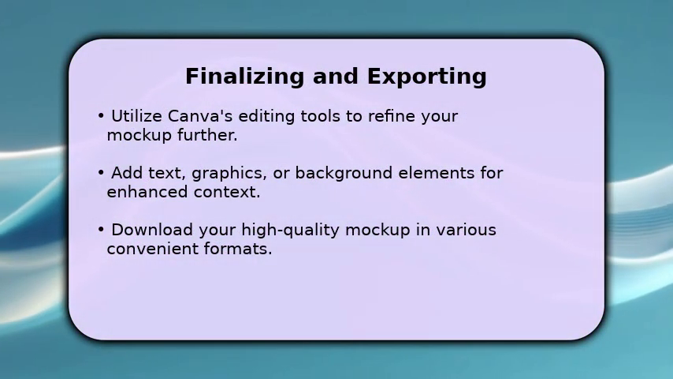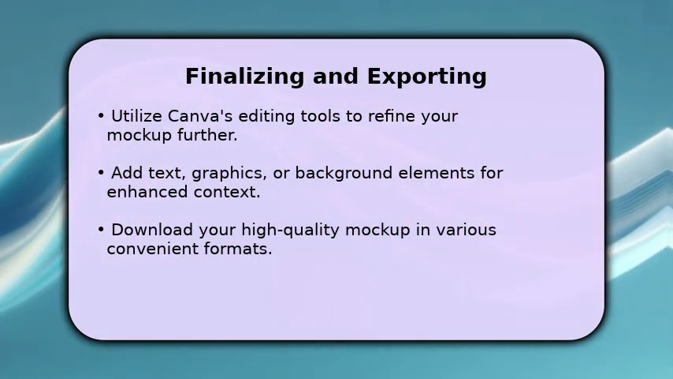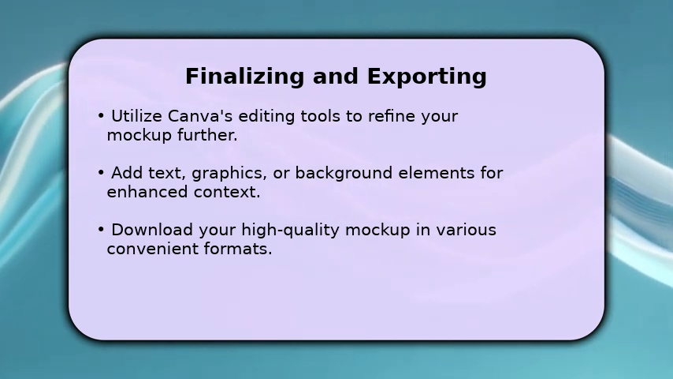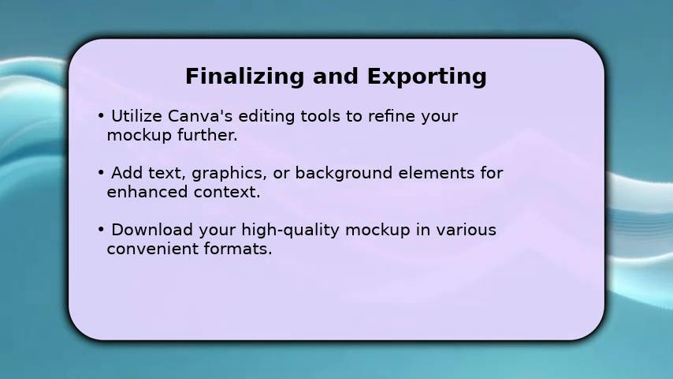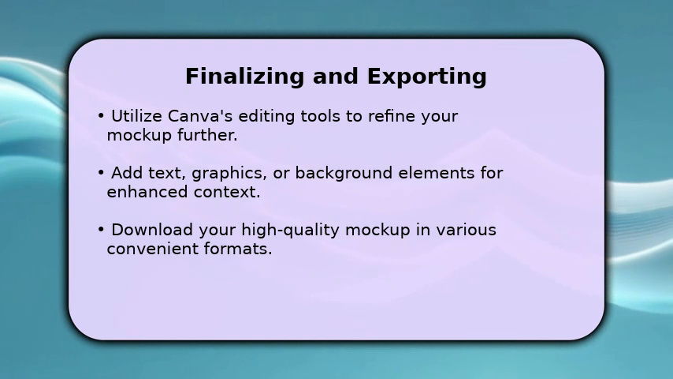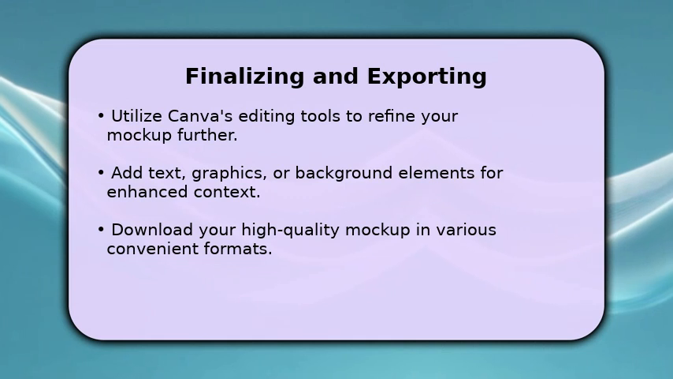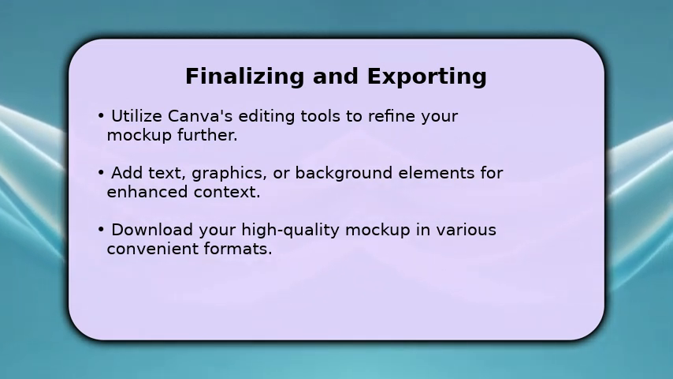With your design in place, you can now make any final adjustments. Canva offers additional editing tools to enhance your mockup, such as adding text overlays, extra graphics, or even changing the background. Once you are completely satisfied with your creation, simply click the Share button and choose your preferred download format, like PNG or JPG, to save your stunning new mockup.